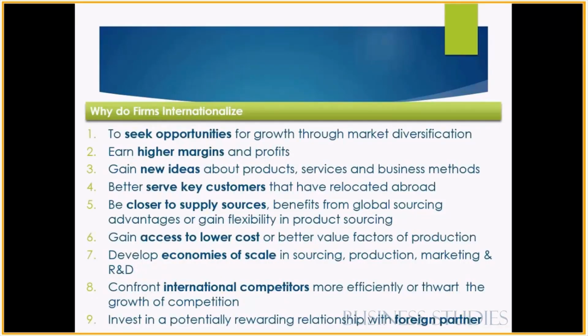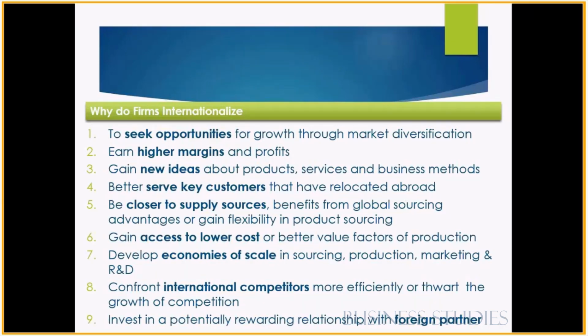Okay, now let's look at why firms internationalize. The very first point is to seek opportunities for growth, right? There are a lot of companies operating in the local market for 30 to 40 years, for example. There comes a point where their markets start to saturate. This gives them a motivation to expand into different countries, so that they can utilize their capacity or sell to different markets.